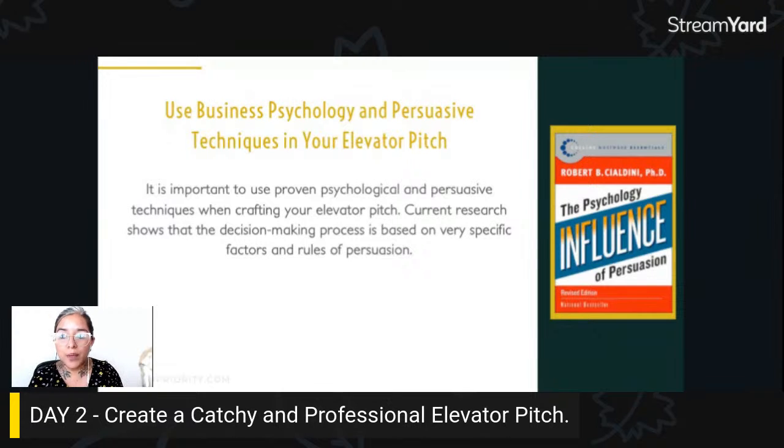We have to use business psychology and persuasive techniques in our elevator pitch. It is important to use proven psychological and persuasive techniques when crafting our elevator pitches, okay? Current research shows that their decision-making process is based on very specific factors and rules of persuasion. So I truly recommend this book, The Psychology of Influence and Persuasion.